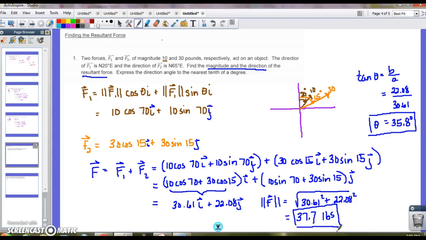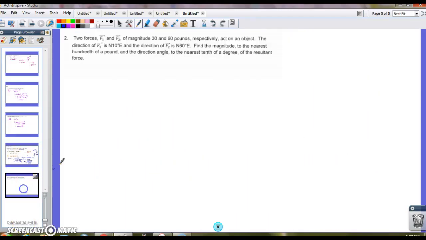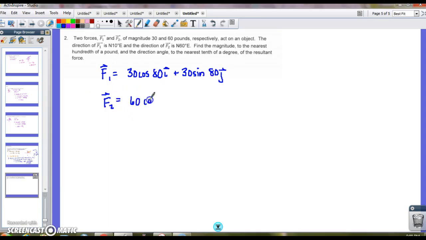I'm actually going to just give you the answer to the last problem. I'm not going to work through it just because I'm kind of out of time here, but you would set it up the same way. Okay, I'll set it up for you. F1 is going to be 30 cosine 80 i plus 30 sine 80 j. F2 is going to be 60 cosine 30 i plus 60 sine 30 j.